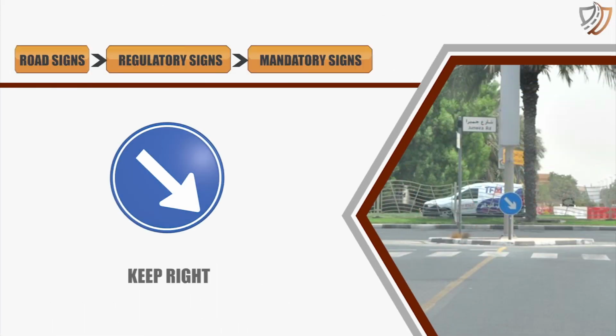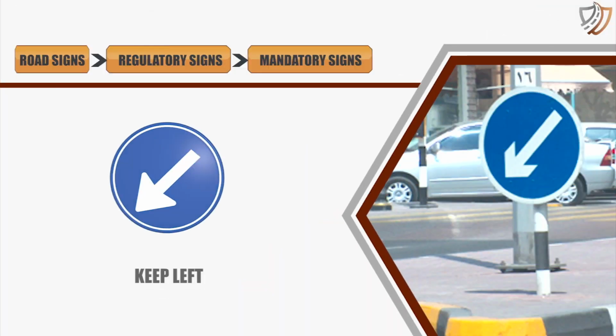Keep right. This sign indicates that motorists must position or keep to the right side. You will find this sign at parking lots, intersections, and T-junctions. Keep left. This sign indicates that motorists must position or keep to the left side. This is the reverse symbol of keep right. It can be commonly found at roadside U-turns.